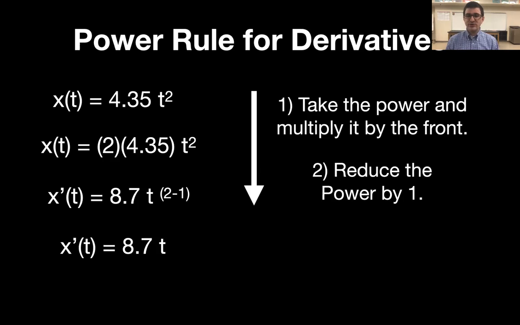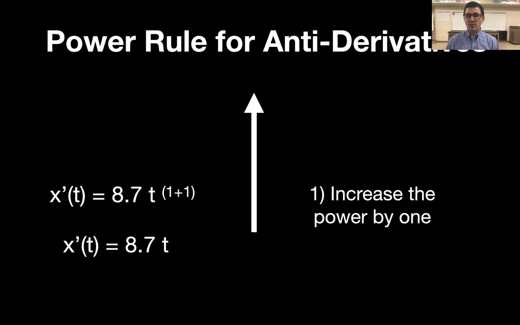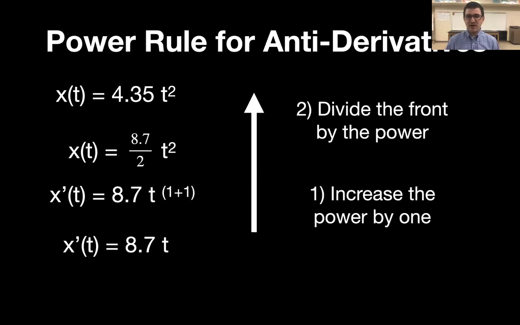So what would you say is doing the opposite things in the opposite order? Well, first, if we start with some function and we want to take the antiderivative, we have to do the opposite thing, which is increase the power by 1. That was the last thing we did when we were taking the derivative, the first thing we're doing when we're taking the antiderivative. And then, instead of multiplying that power by the front, we are going to divide the front by that power.